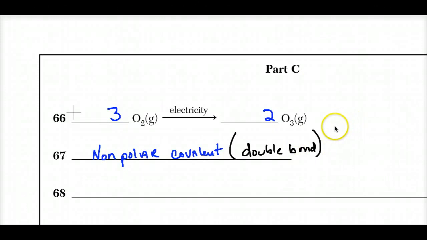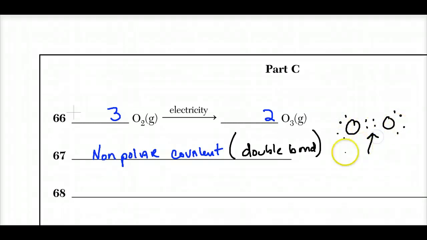If you recognize that in my Lewis dot diagram, if you drew a Lewis dot diagram like I did and recognized that each oxygen is going to need another pair with itself, and you noticed it was a double bond, they would accept that wholeheartedly. Okay, so 67, non-polar covalent. You don't have to say covalent either. So non-polar, non-polar covalent, double bond are all acceptable answers.